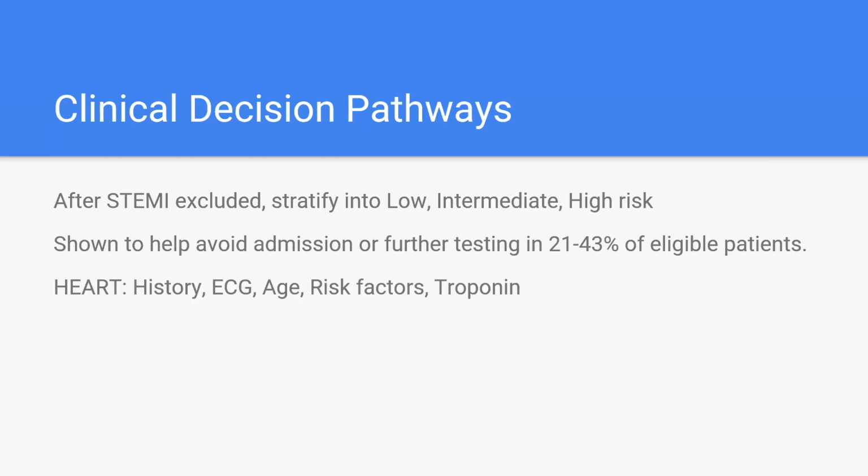They can help us avoid admission, supposedly, not in our hospital. But the big one we use is HEART: history, EKG, age, risk factors, and troponin.